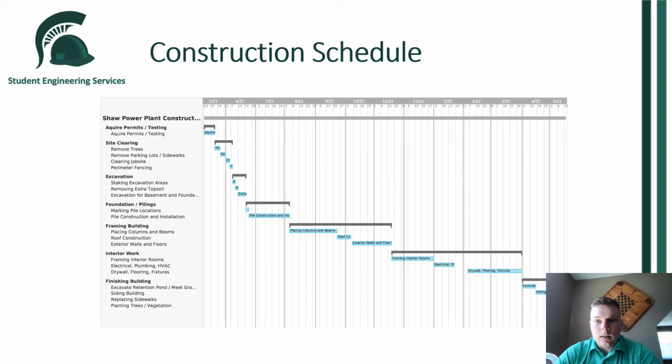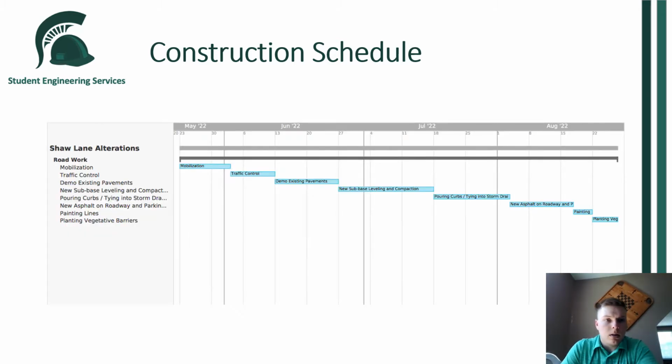And then in the following spring, we will be finishing up the building, meeting grades with the surrounding area of the building, and excavating the retention pond, and replacing sidewalks and vegetation and trees. The end date for the first portion of this project is May 16th, 2022. So that's when we had planned to have the first phase completed.